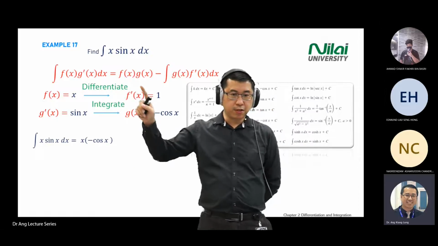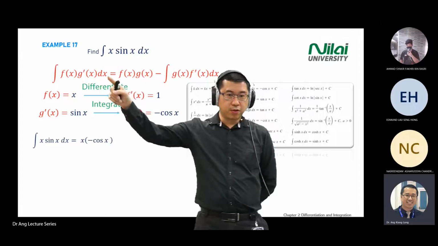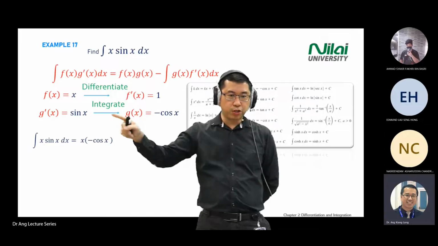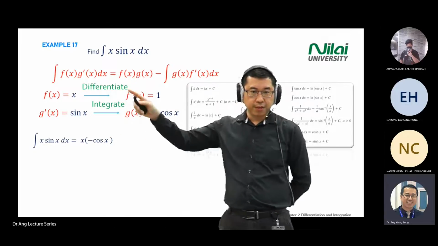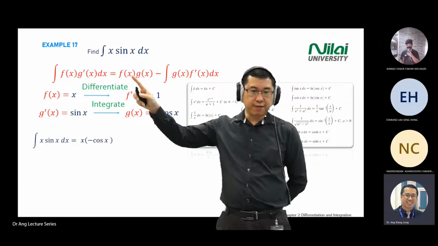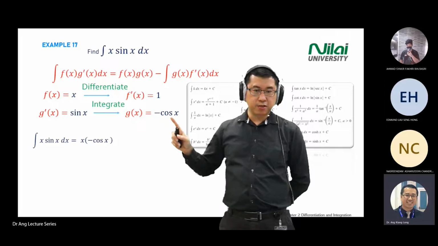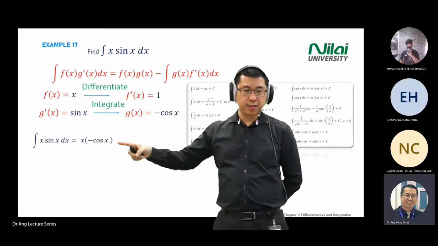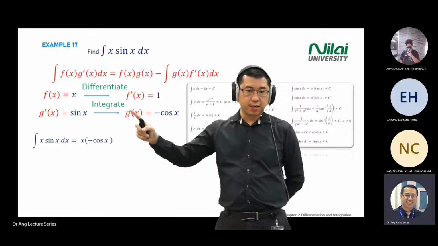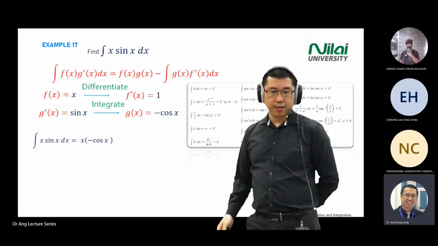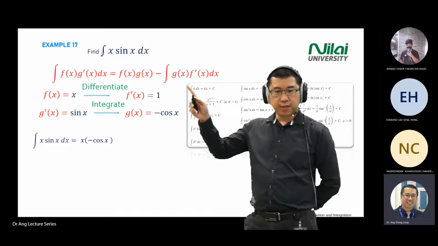So the first one, you compare side by side, you copy the question, put to the left hand side. Then you just substitute. What is f(x)? f(x) is x. What is g(x)? g(x) is minus cos x. This one to this one. Next, continue with this one, substitution.